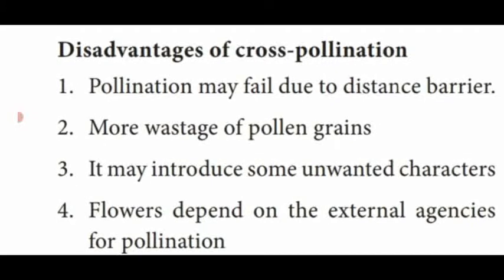Then the disadvantages of cross-pollination. The plants showing cross-pollination fail due to the distance barrier. That means they are unable to transfer the pollen grains from a far distance. It is not possible in cross-pollination. Whenever they are transferring the pollen grains, a large amount of pollen grains are wasted.